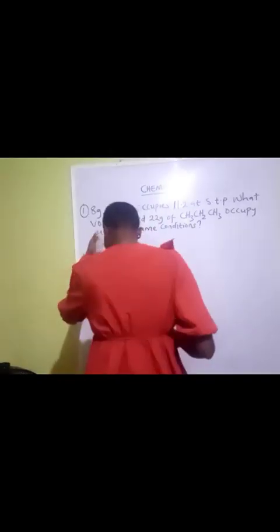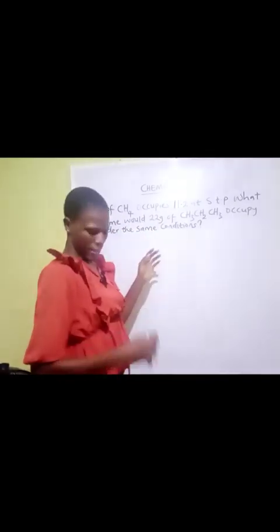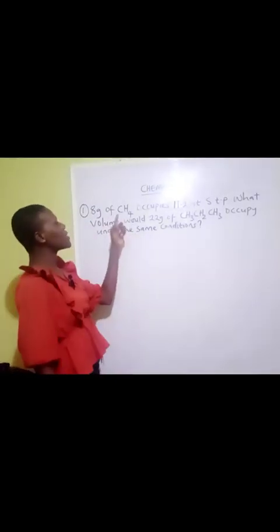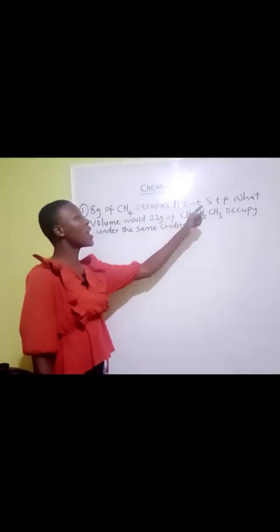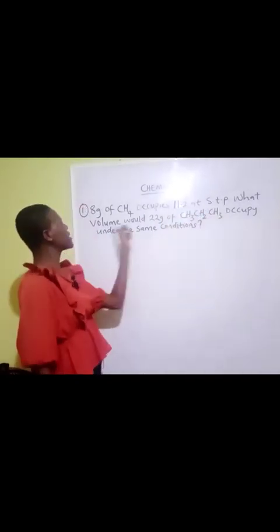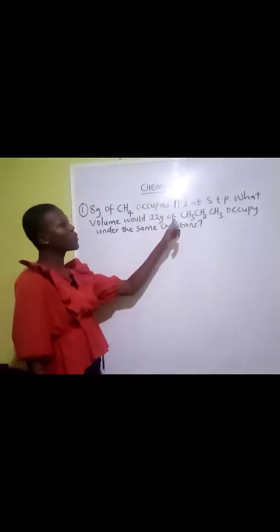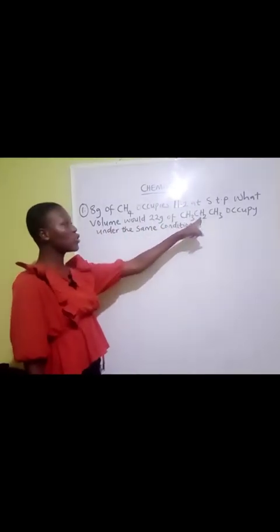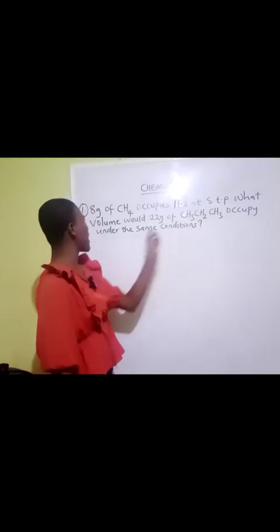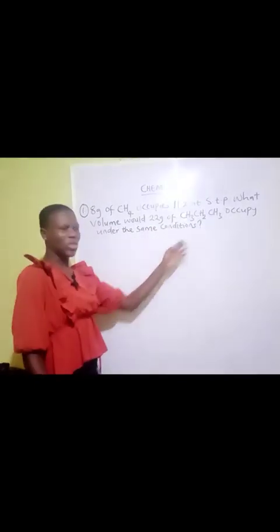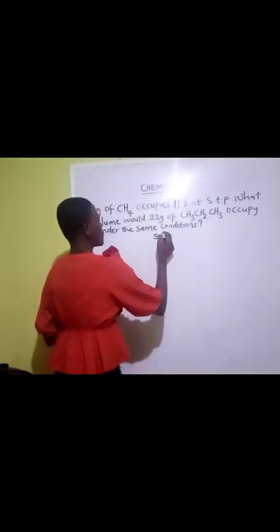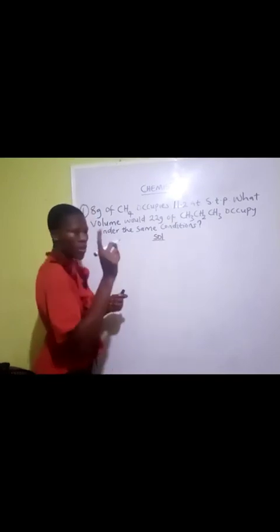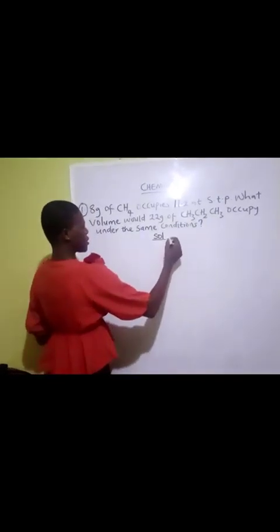The first question says, 8 grams of CH4 occupies 11.2 at STP. What volume would 22 grams of CH3CH2CH3 occupy under the same conditions? Now, how do we solve this question? The first thing is this. I'll divide the board into two.